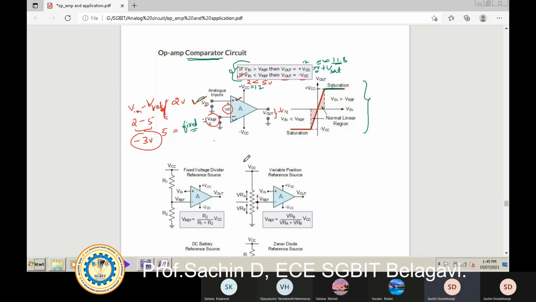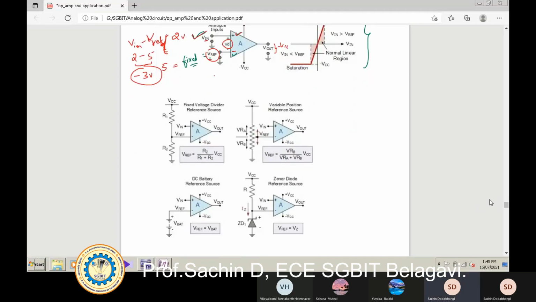Getting it? So these are the arrangements. Suppose V reference is your fixed voltage. Here I can go for a voltage divider circuit, R1 and R2. For example, if I need 5 volt here, then I will take VCC to be 10 volt, R1 to be 1 kilo ohm and R2 to be 1 kilo ohm. Then the 5 volt can be established here.